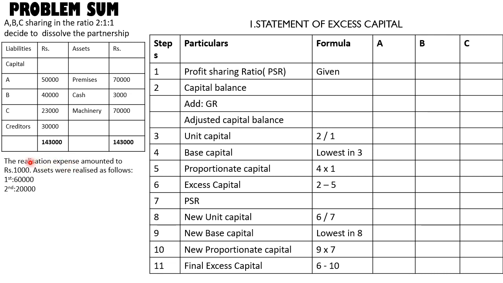Thereafter, they are given as an adjustment that the realization expense amounted to rupees 1000 and the assets were realized as follows. First realization was of 60,000 and the second realization was of 20,000. And lastly, it has been stated that we have to prepare the statement of excess capital and the statement of distribution of cash.